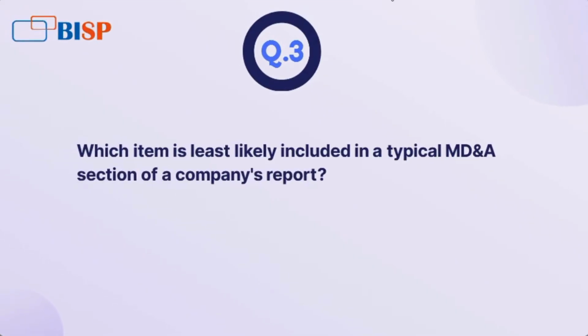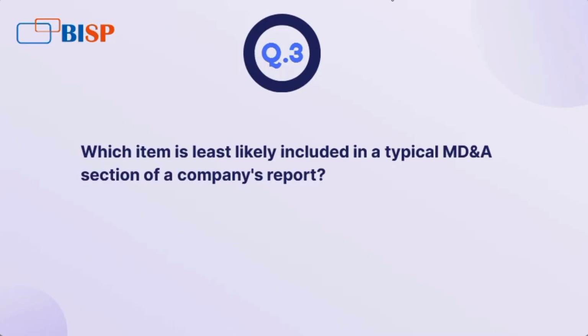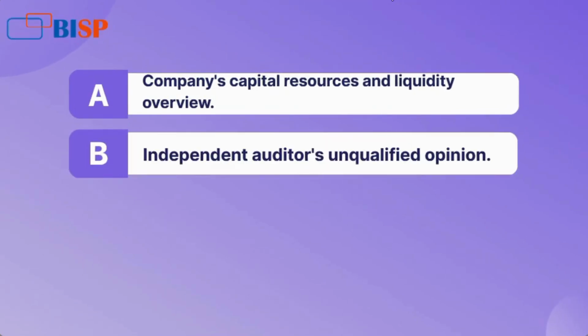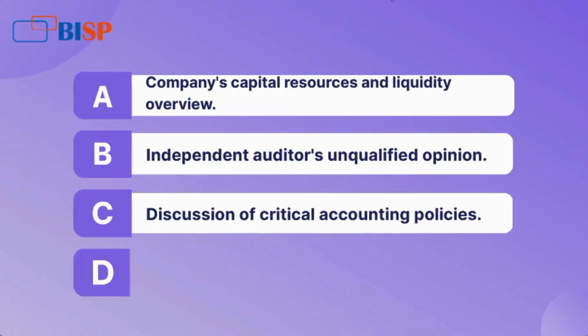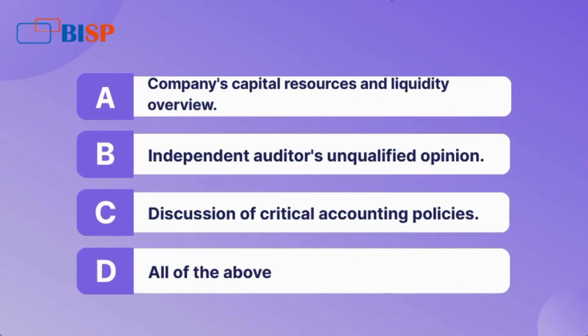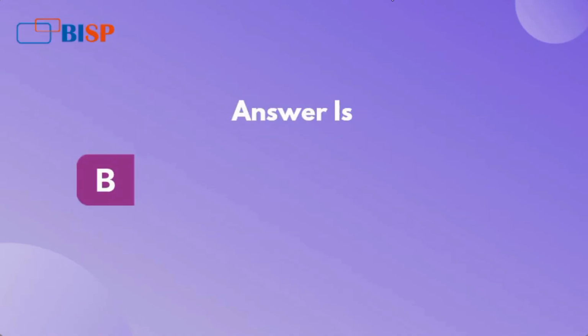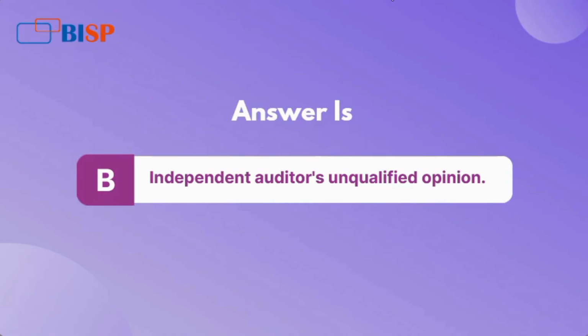Which item is least likely included in a typical MD&A section of a company's report? A. Company's capital resources and liquidity overview. B. Independent auditor's unqualified opinion. C. Discussion of critical accounting policies. D. All of the above. Answer is B. Independent auditor's unqualified opinion.